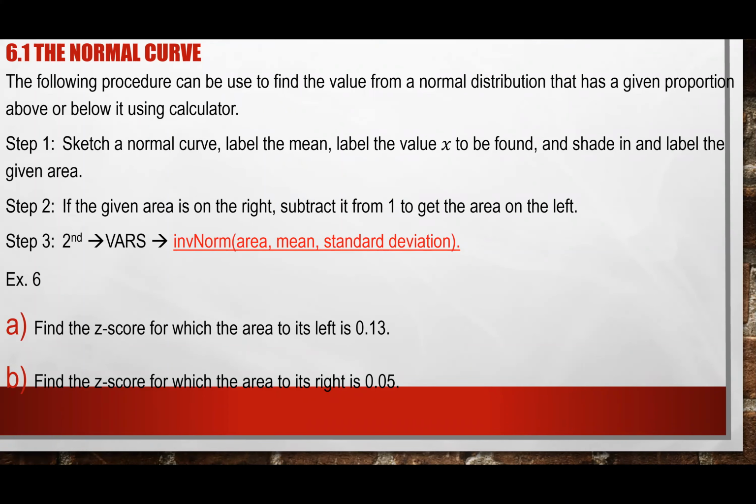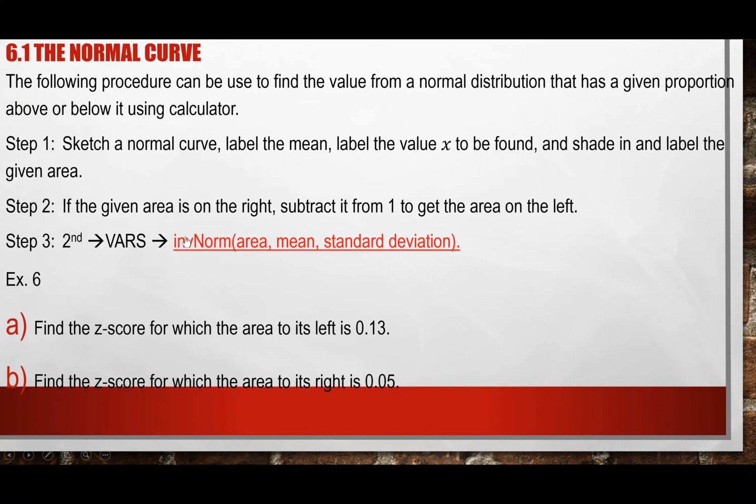It doesn't have to be nice. It just needs to give you an idea. So again, if they give you the area to the left, life is good, you just plug in the area, the mean, and the standard deviation, and we go on. If they give you the area to the right, we cannot put the area to the right in the area region. We have to take 1 minus the area to give me the area to the left.